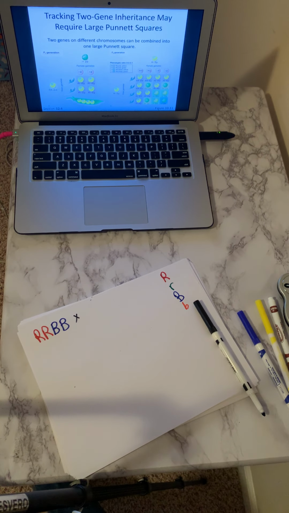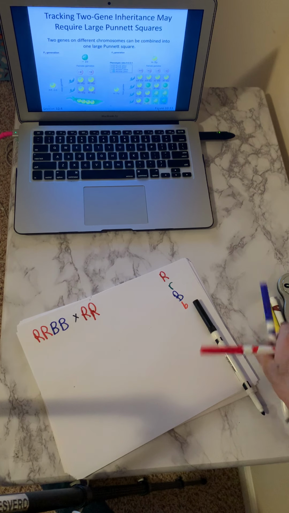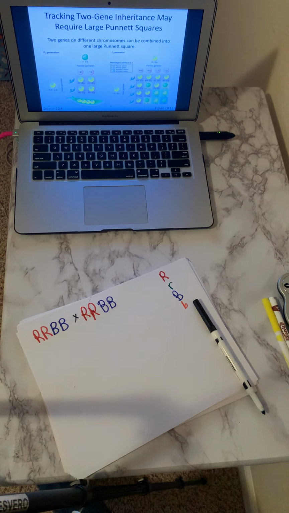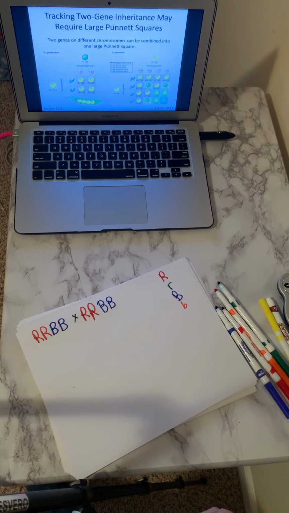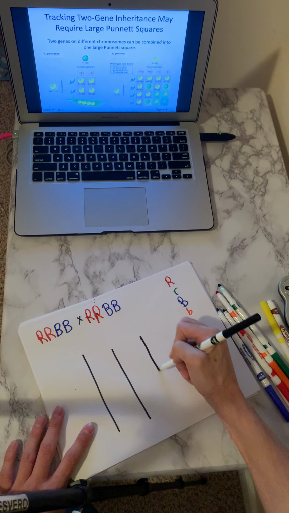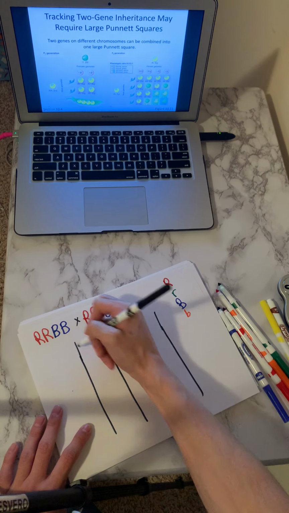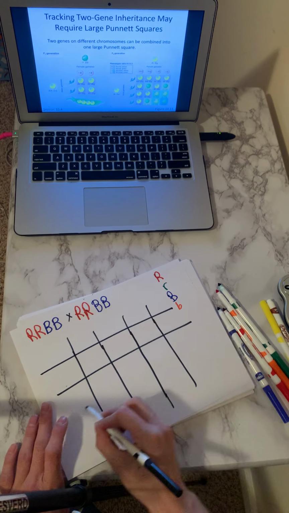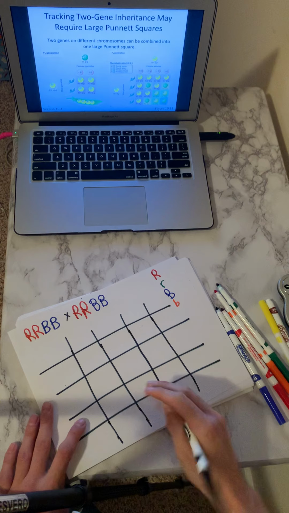So let's go ahead and cross that with another homozygous dominant red bird with blue wings. That's homozygous dominant for those wings. So that's how that one works. Now let's go ahead and draw our super duper Punnett square. Okay, so here's our super duper Punnett square.